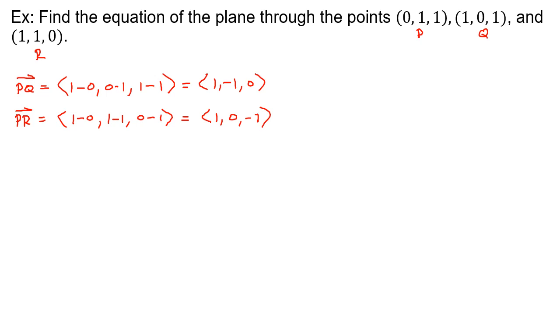I need a vector that is normal to the plane. So I need to do a cross product to come up with an orthogonal vector. So my N would be the cross product of PQ crossed with PR. And so I would have an i, a j, and a k. I have (1, -1, 0) and (1, 0, -1).